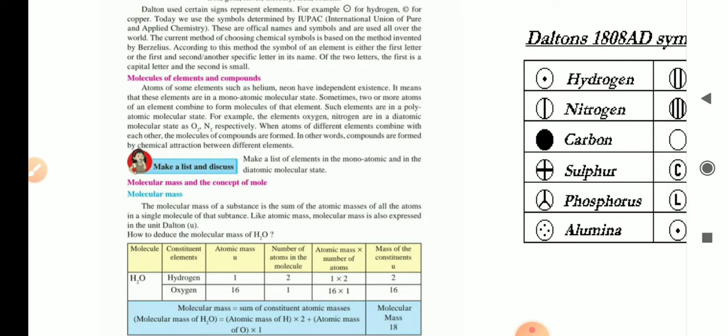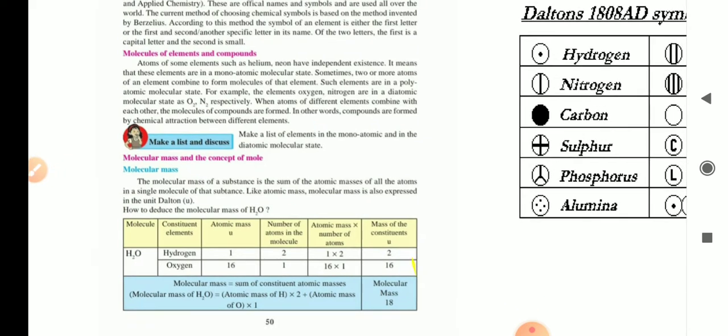When atoms of different elements combine with each other, the molecules of compounds are formed. In other words, compounds are formed by chemical attraction between different elements. Now you can see here, make a list and discuss. Just cancel that. Now, let us learn the concept of molecular mass and the concept of mole.